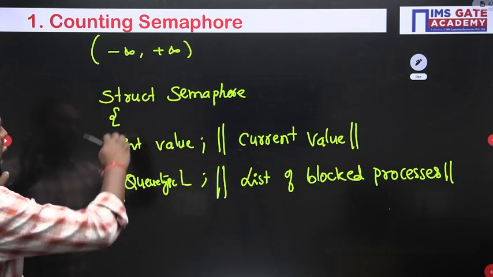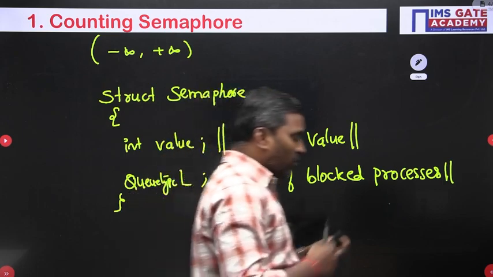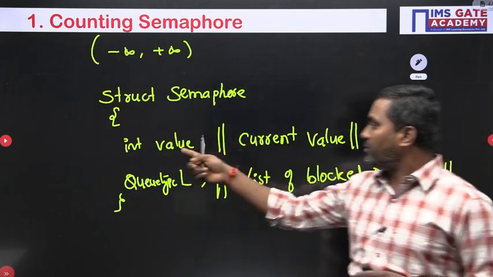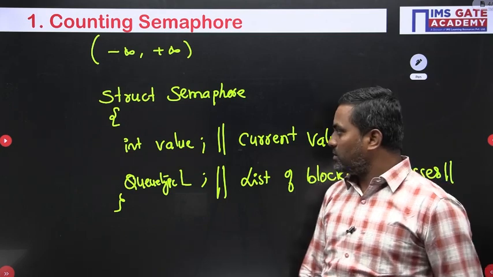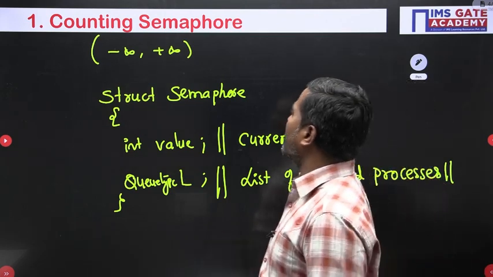So this is the structure. There are two members. One is the value, the current value of the semaphore, and the other is the Q, which contains the list of blocked processes. So let's understand it clearly.